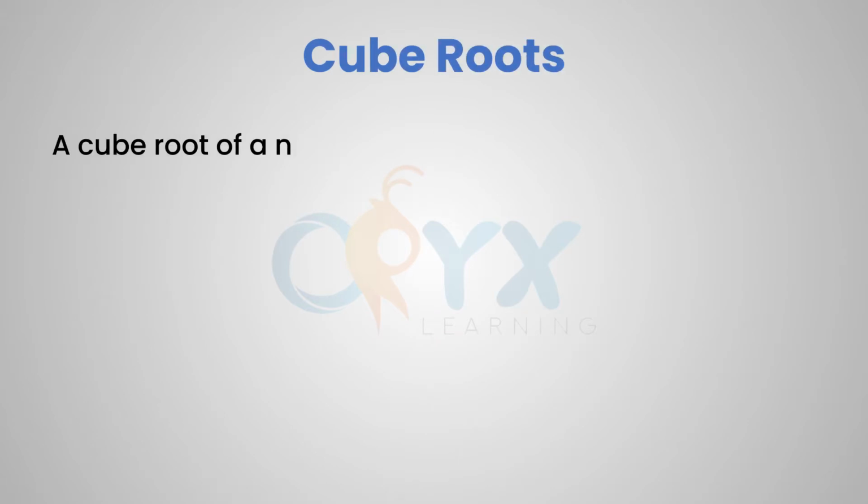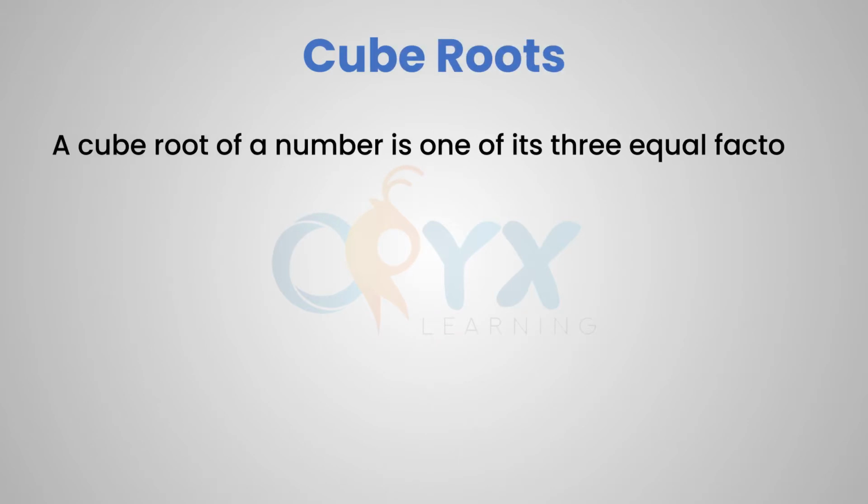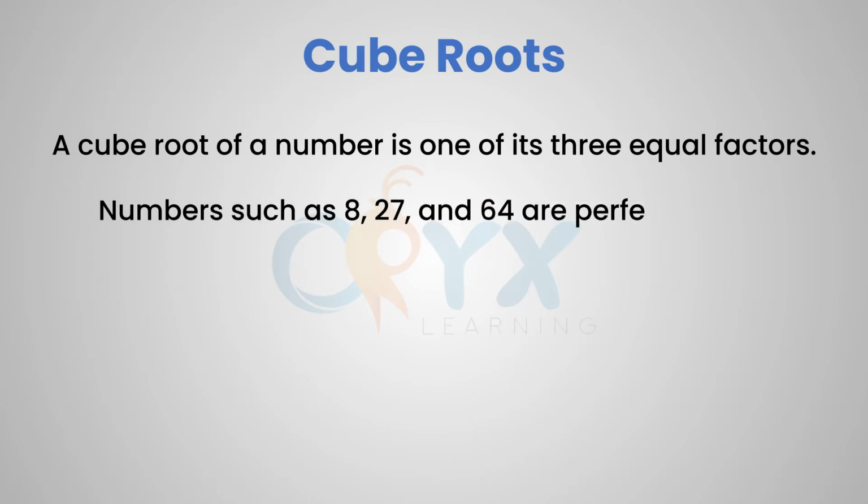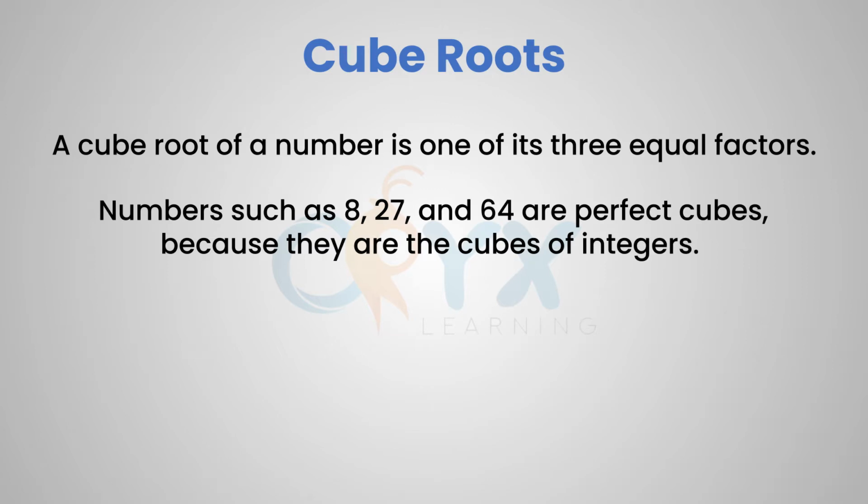A cube root of a number is one of its three equal factors. Numbers such as 8, 27, and 64 are perfect cubes because they are the cubes of integers. The cube root is denoted with the cube root symbol. Both positives and negatives can have cube roots, and the cube root of a positive number will always be positive. The cube root of a negative will be a negative.